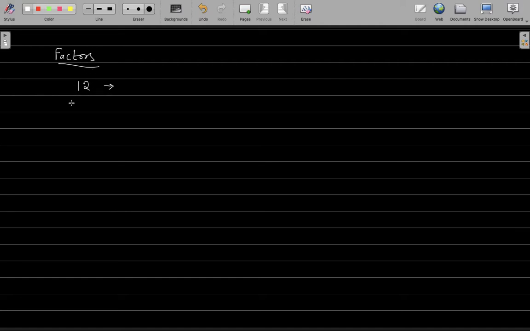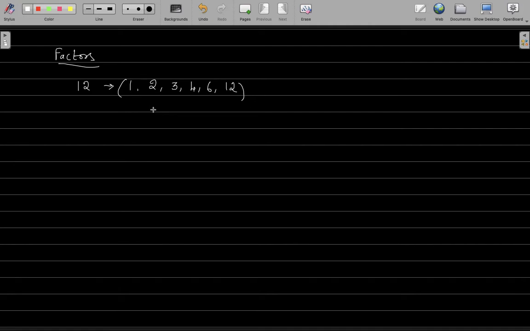Now you know that 12 is exactly divisible by 1, isn't it? 1 times 12 is 12. Yes. This 12 is exactly divisible by 2. It is also divisible by 3, 4, 6 and 12. So these are the only numbers which divide this number 12 exactly. Right? They don't leave any remainder.